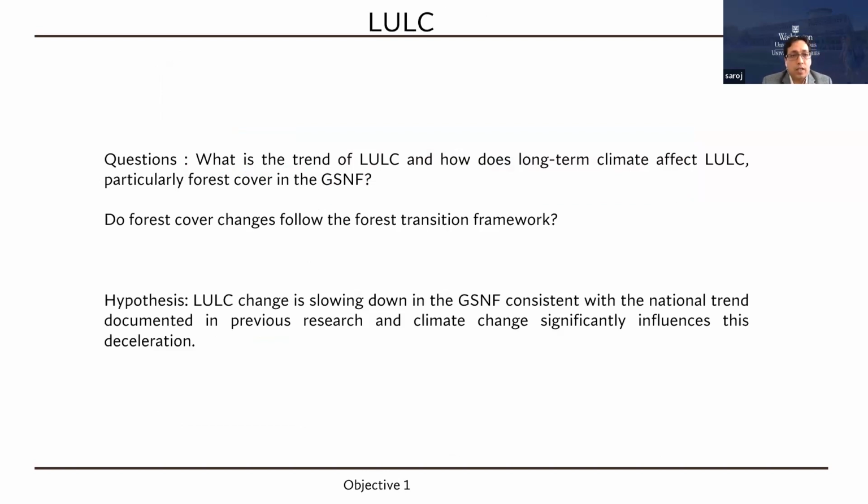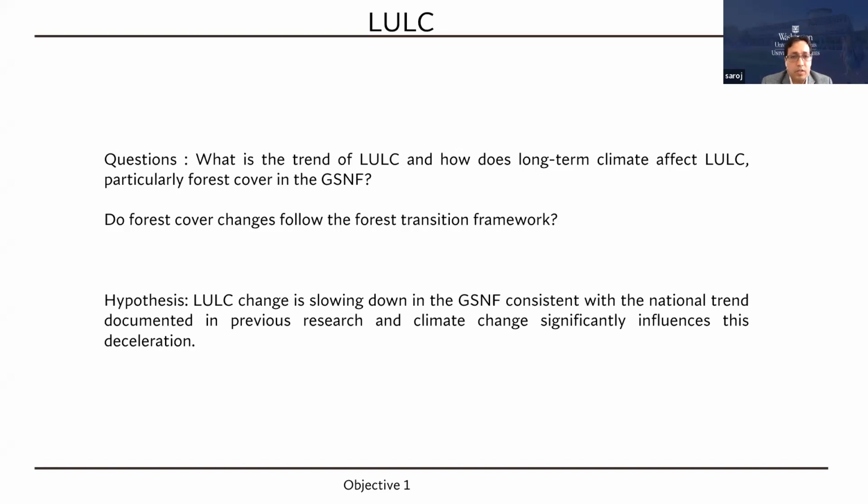For the first objective, we asked two questions: what is the trend of land use land cover, and how does long-term climate affect land use land cover, particularly forest cover, in the Greater Shawnee National Forest area? The other question we asked was, do forest cover changes follow the forest transition framework? The hypothesis here is that land use land cover change is slowing down in the Greater Shawnee National Forest, consistent with the national trend documented in previous research, and we also hypothesize that climate change significantly influences this deceleration.